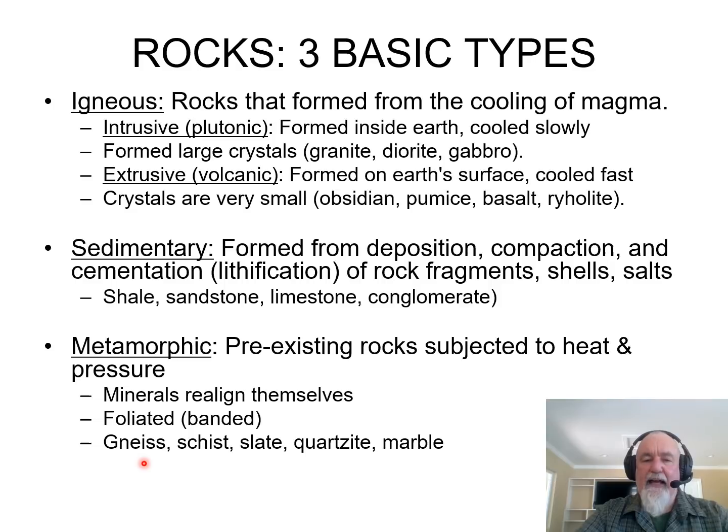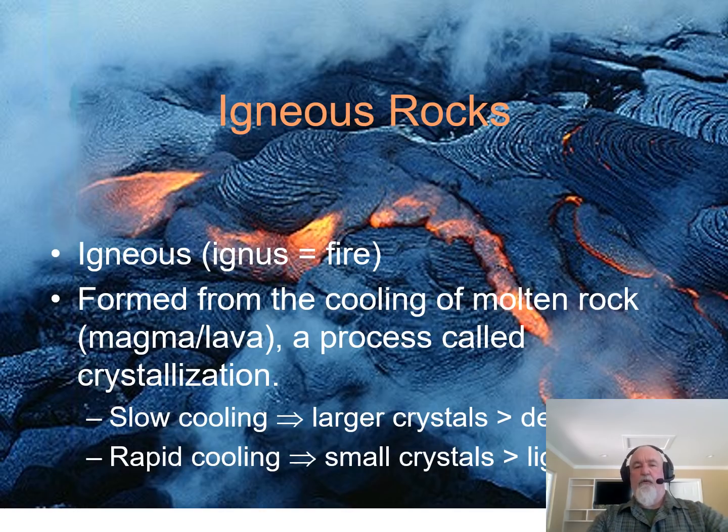Examples: gneiss, that's pronounced nice, schist, slate, phyllite, not listed here, quartzite, marble, very typical types of metamorphic rocks, depending on what type of rock it was formed from, and also how much heat and how much pressure was exerted in making that metamorphic rock. So we'll go through these a bit more in detail one by one.